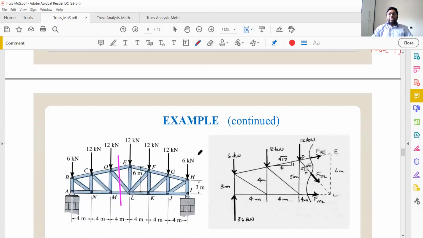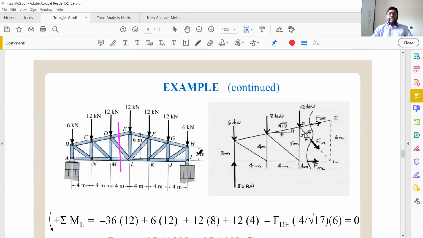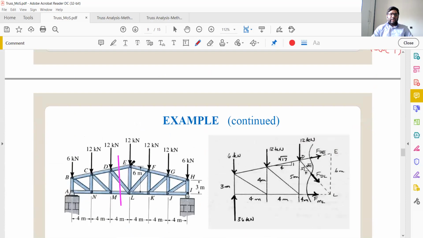Next, what do we need to do? We got FML like that. What else we need? FDE. All of you see here, FDE. So this member we want. Where do we need to take the moment now? Can we solve it with sigma Fx or sigma Fy? Not possible, because we need to resolve. In order to get in simple terms, take moments about this joint bottom.